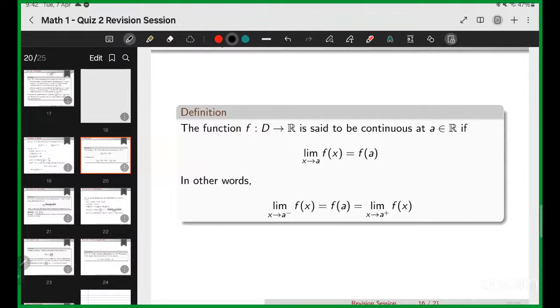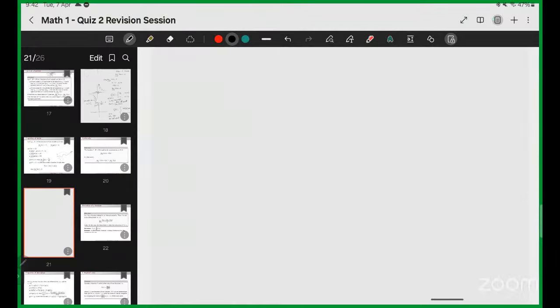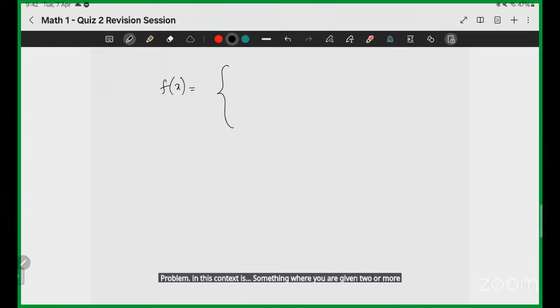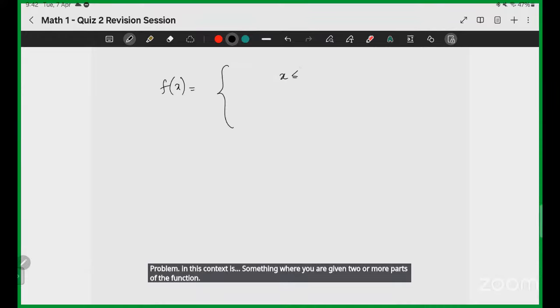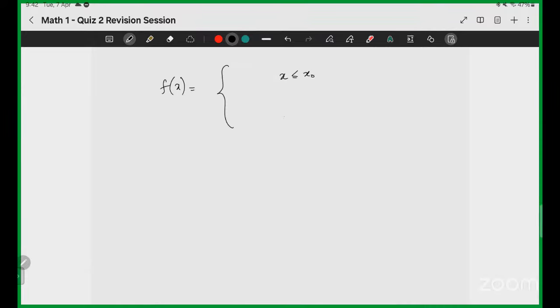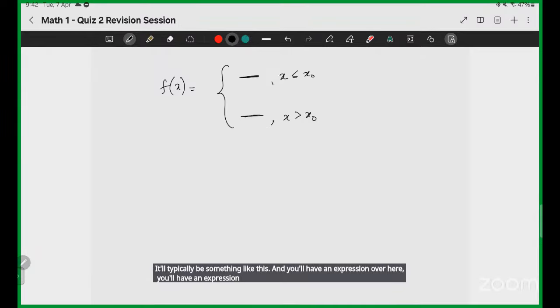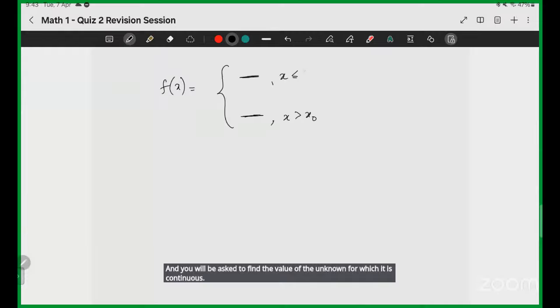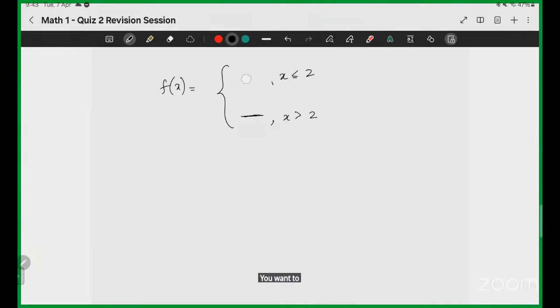A common example of a problem in this context is something where you are given two or more parts of the function. It'll typically be something like this. And you'll have an expression over here, you'll have an expression over here. And there will be some unknowns over here. And you will be asked to find the value of the unknown for which it is continuous. You want to take an example.